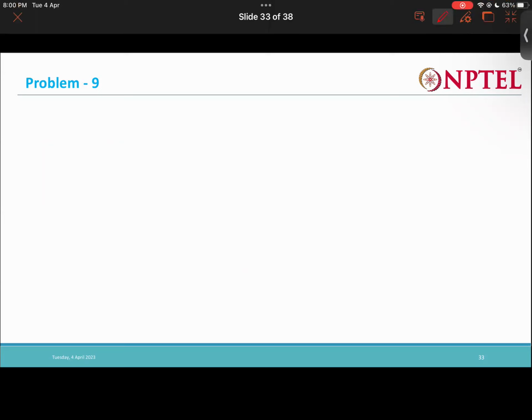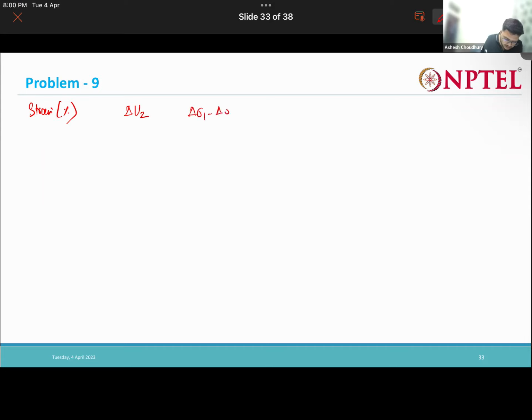So strain, then delta U2, delta sigma 1, sigma 3, then we have A dash. What is A dash? Tell me what is the value of A dash? AB, correct. We'll write it in the next part. So A dash is AB.